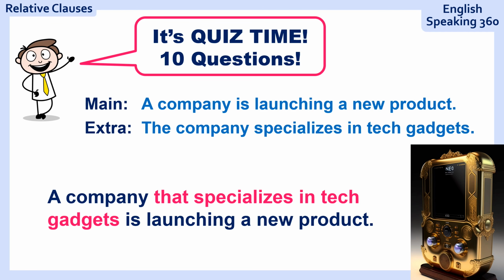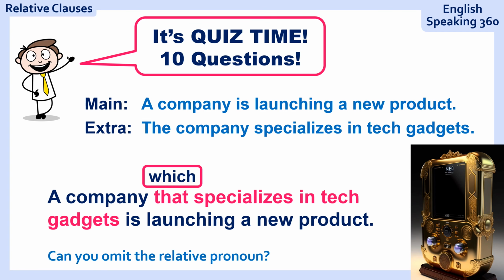Could you use a different pronoun? Yes, you could. You could use which. A company which specializes in tech gadgets is launching a new product also makes sense. But watch out, I have another question for you. Can you omit the relative pronoun? Can you bypass that or which? Can you remove them? The answer is no, you cannot remove them because that and which are both the subject, so they cannot be removed.